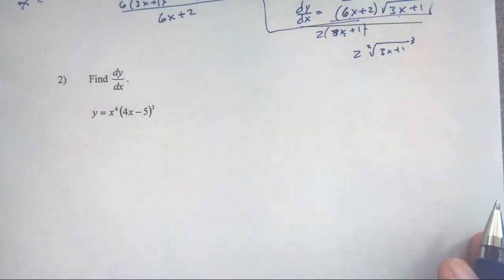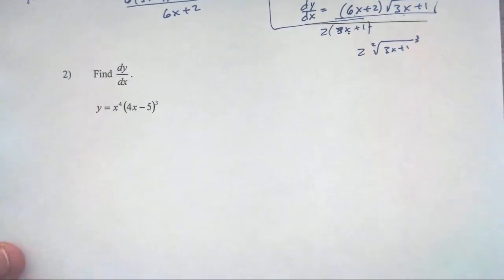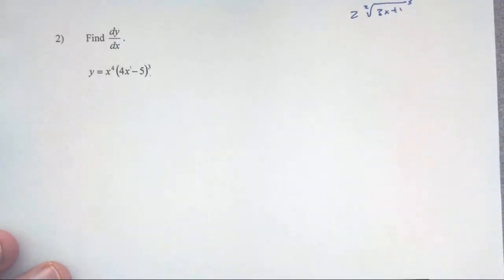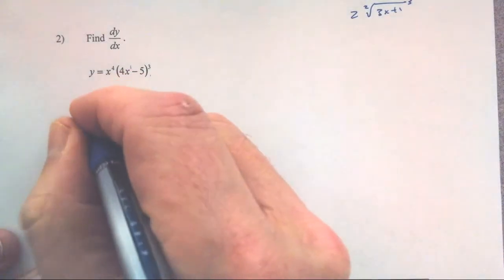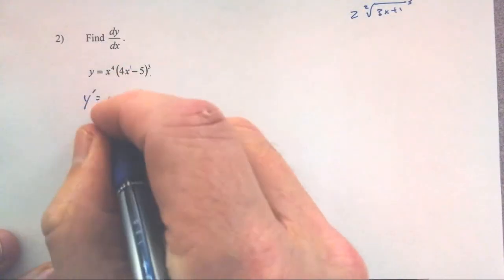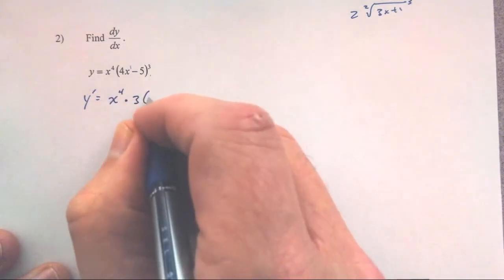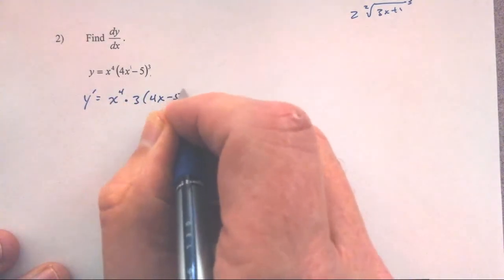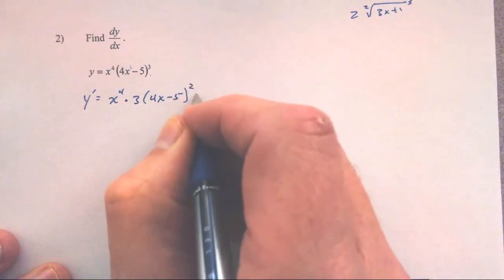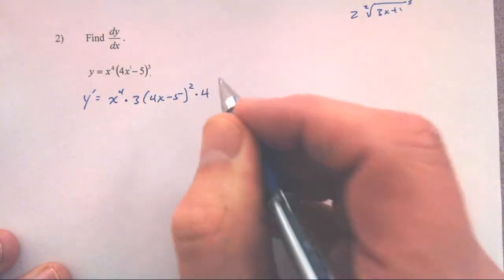Okay, number 2, clearly a product rule. Do you want a superfoil? I don't think so, and because it's presented as a product, I want it treated like a product rule. So y prime equals, I want the just plain old first, x to the 4th, times the derivative of the second, 3 times the baby function raised to the second. Now treat the baby times 4.